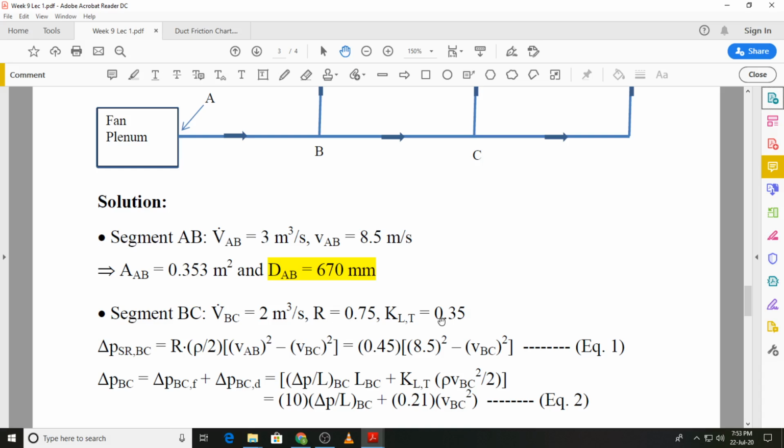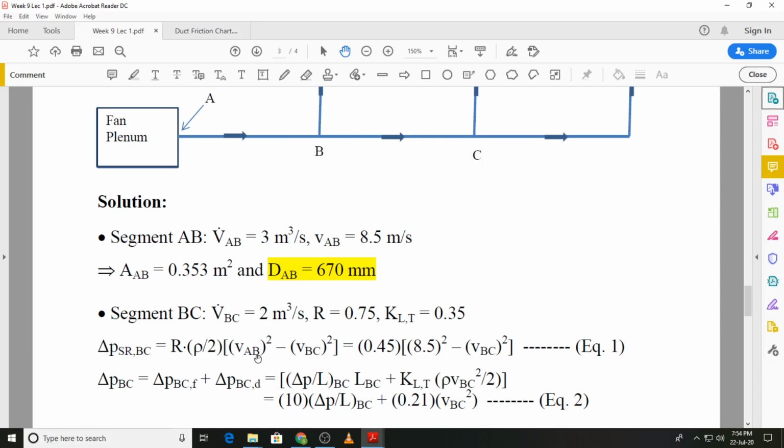That means how much is the increase in the static pressure due to the reduction in the velocity. So the velocity, remember, will be lower in segment BC as compared to the velocity in segment AB. So you will have the difference of the velocities squared into the density by 2, that is half rho v square, and then we will multiply it by the static regain factor. So this is the decrease in the dynamic pressure when we move from segment AB to segment BC.